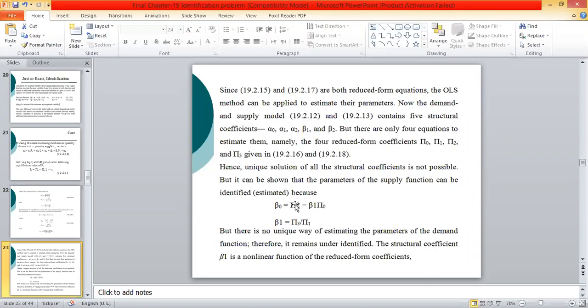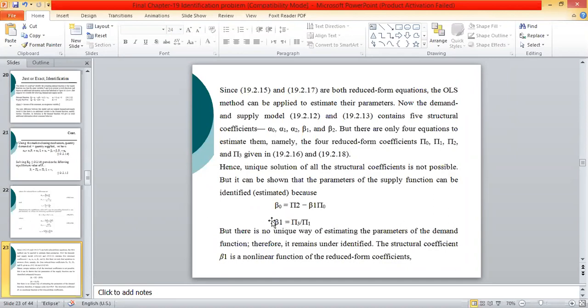So when we estimated the reduced form equation with OLS, we have the numerical value of this one, and we have got the numerical value of beta 1 from here, and we also have the numerical value of pi naught, and then we solve all these, we have the numerical value of beta naught, and we have the numerical value of beta 1.